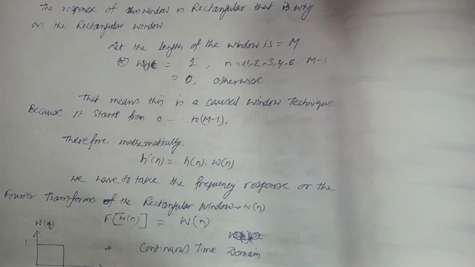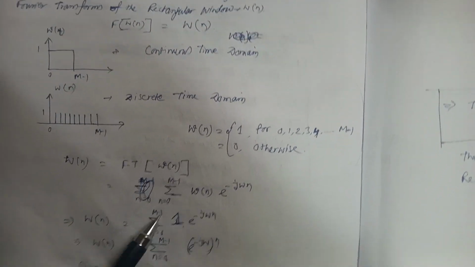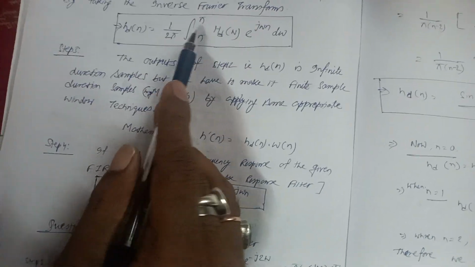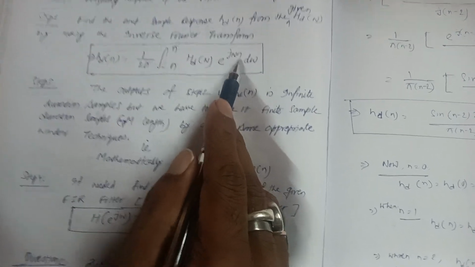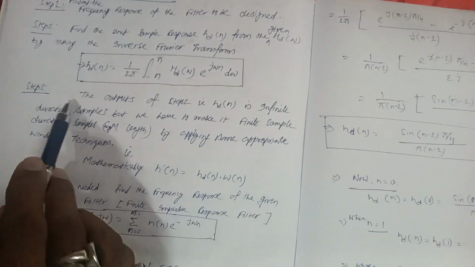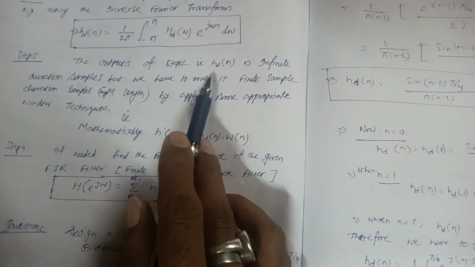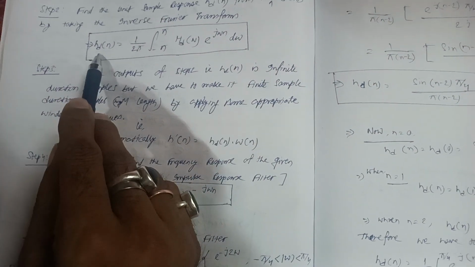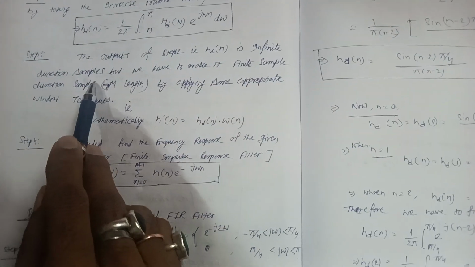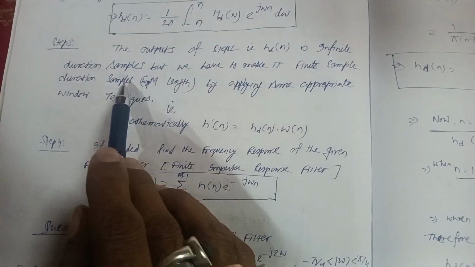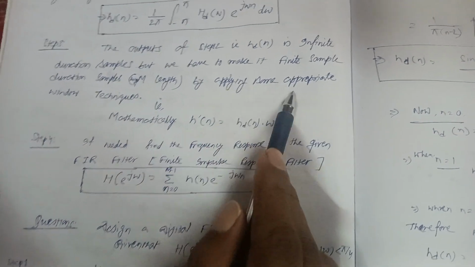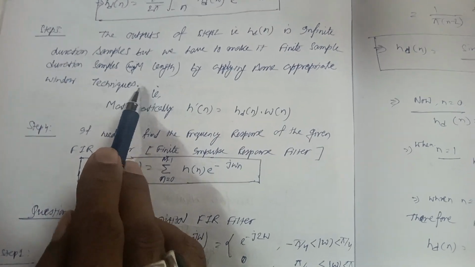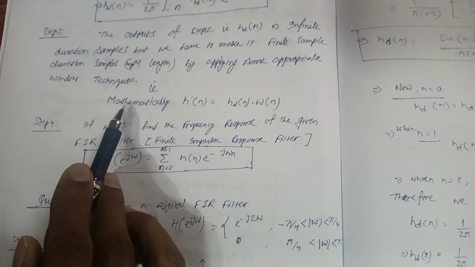Previously we have taken the Fourier transform for this omega, but for the inverse Fourier transform we know the formula, that is hd of n equals 1 by 2 pi, integration from minus pi to pi, Hd of omega e to the j omega n d omega. In step 3, the output of step 2, that is this one hd of n, is an infinite duration sample, but you have to make it finite sample duration, having length m. This can be done by applying some appropriate window techniques. Among all the window techniques, six window techniques, we can choose any technique.